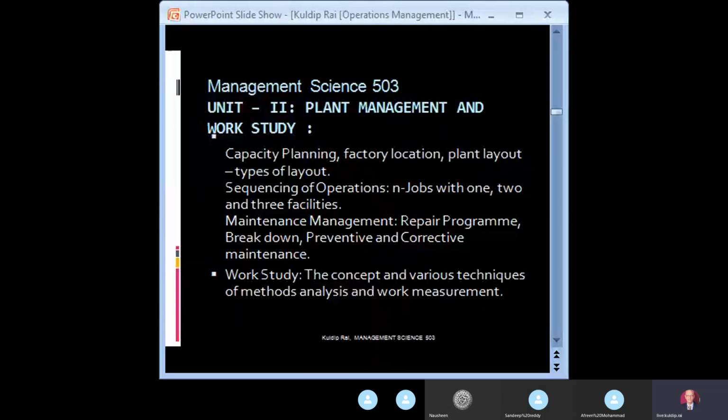So in that PGDM, work study will be a very big part of the entire course. Maybe out of 24 papers, 6 or 12 will be dedicated to work study only. So work study fits in there in operations management and in industrial engineering. With this, I have completed the overview of your Unit 2. Now, let's move on to the next unit.